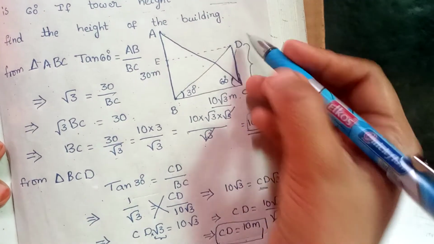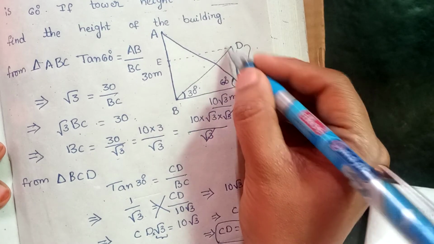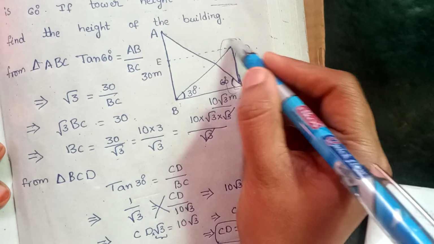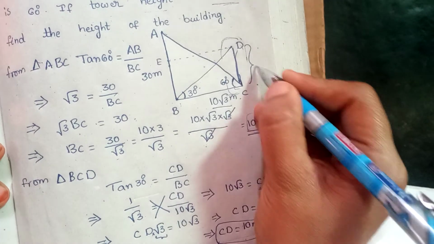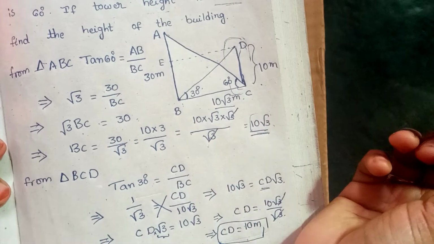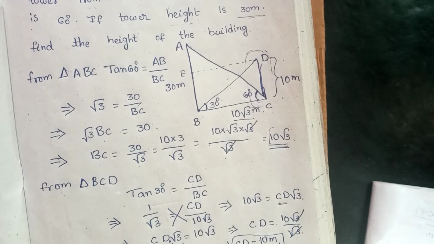What is the CD here? CD is from the diagram. CD is nothing but this is height. This is the building we have taken first. So the height of the building is 10 meters. Okay, very simple problem.